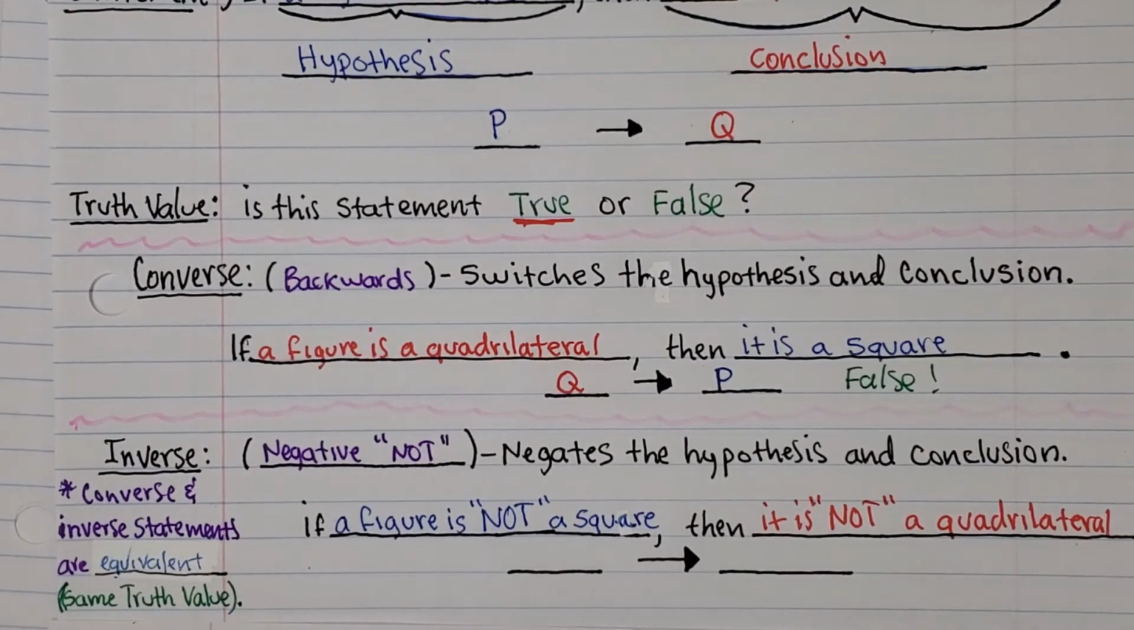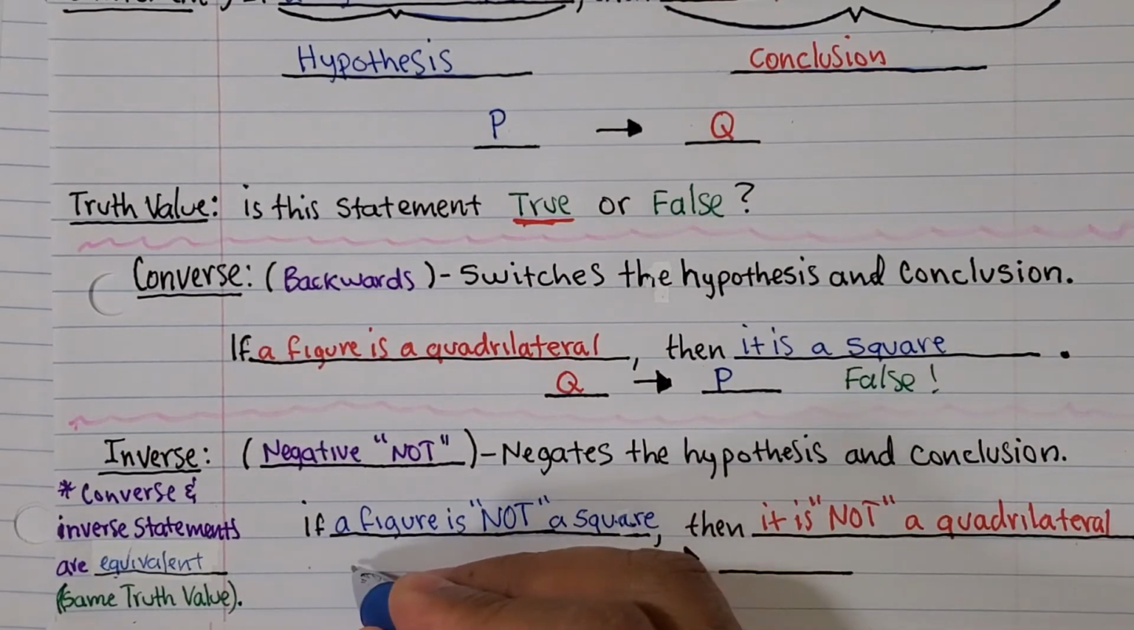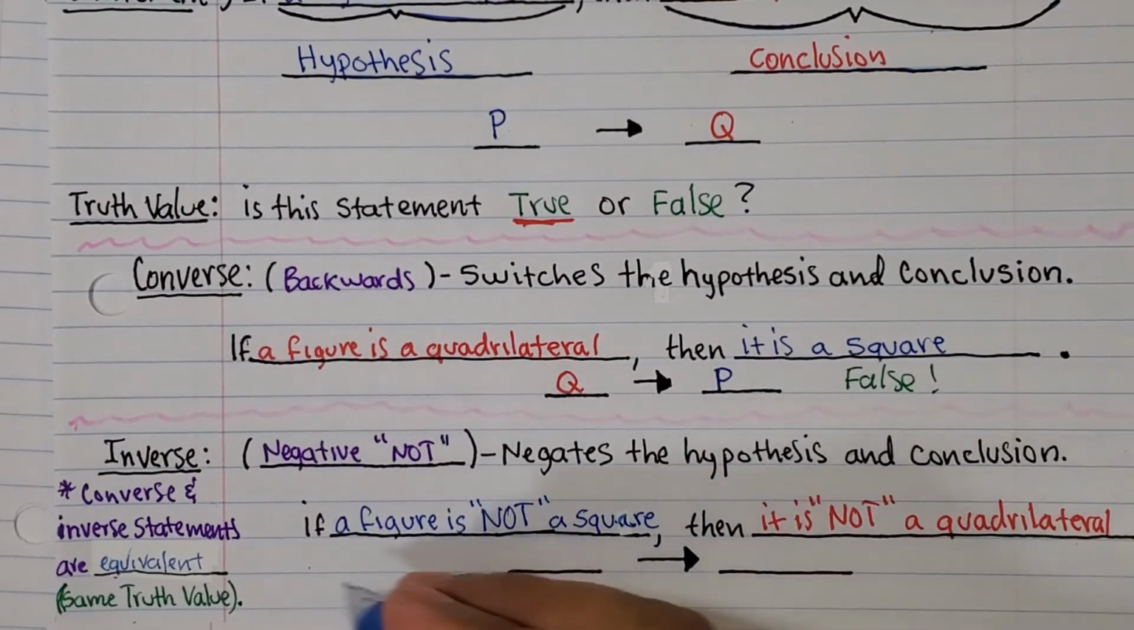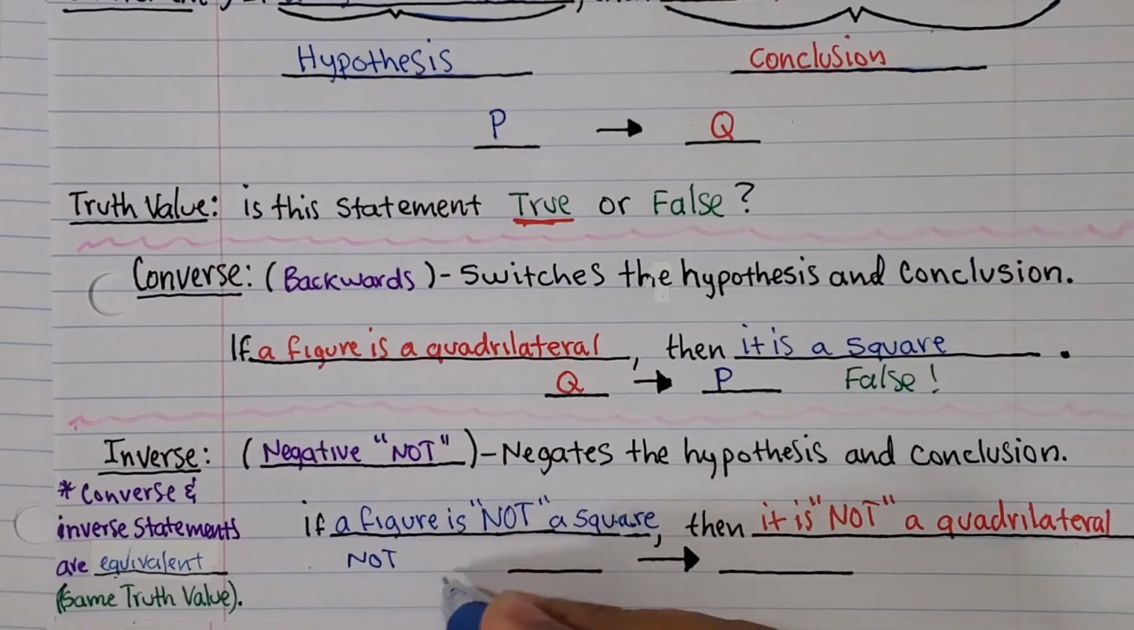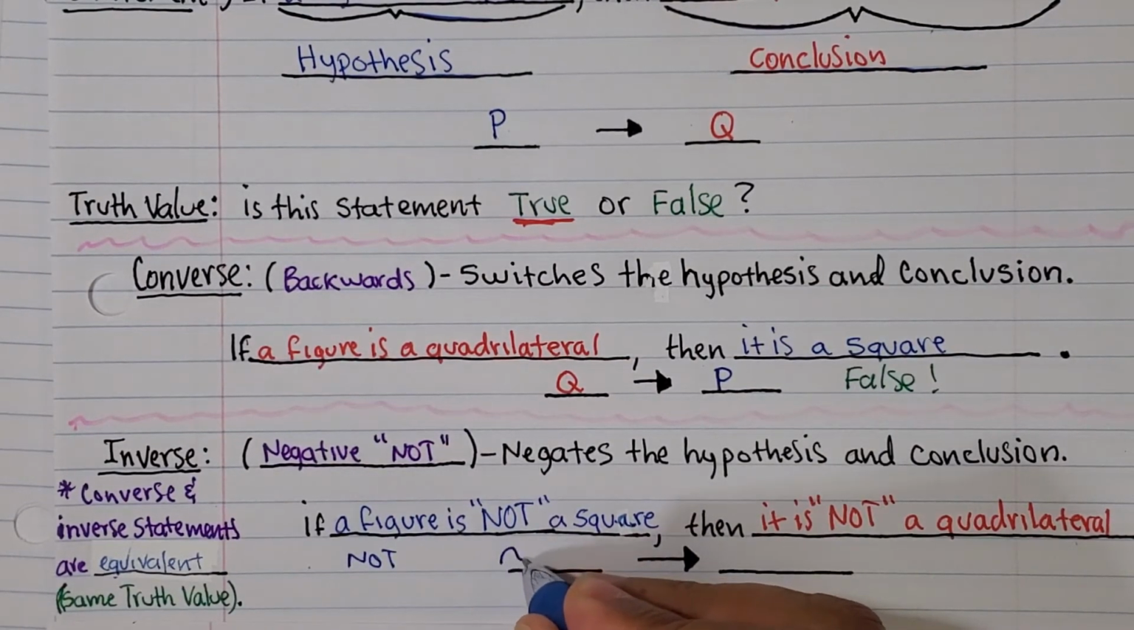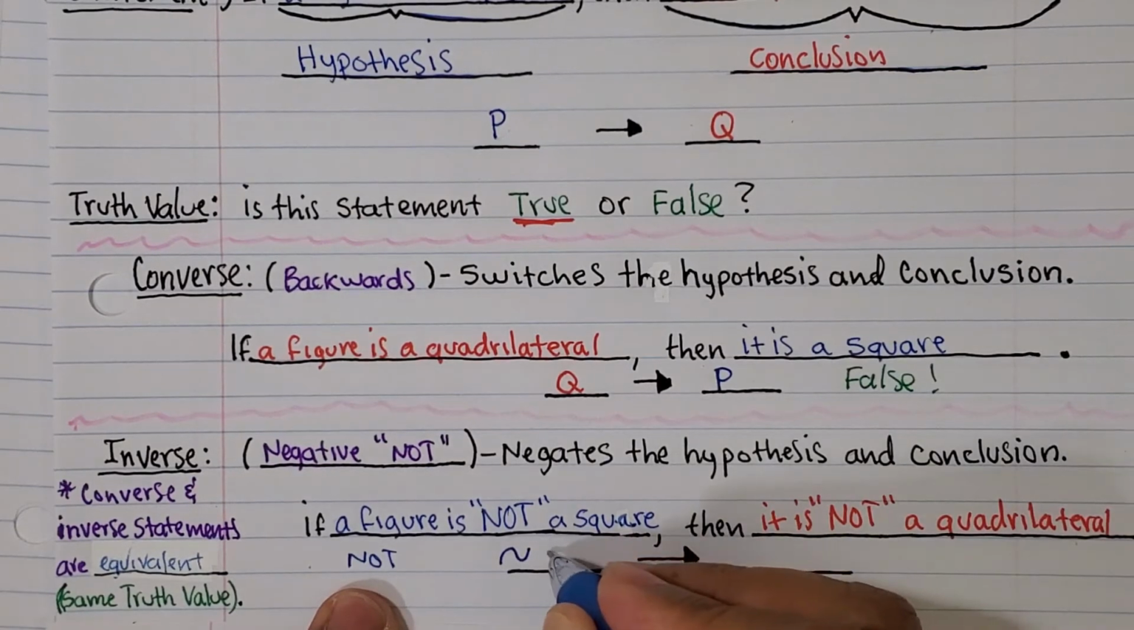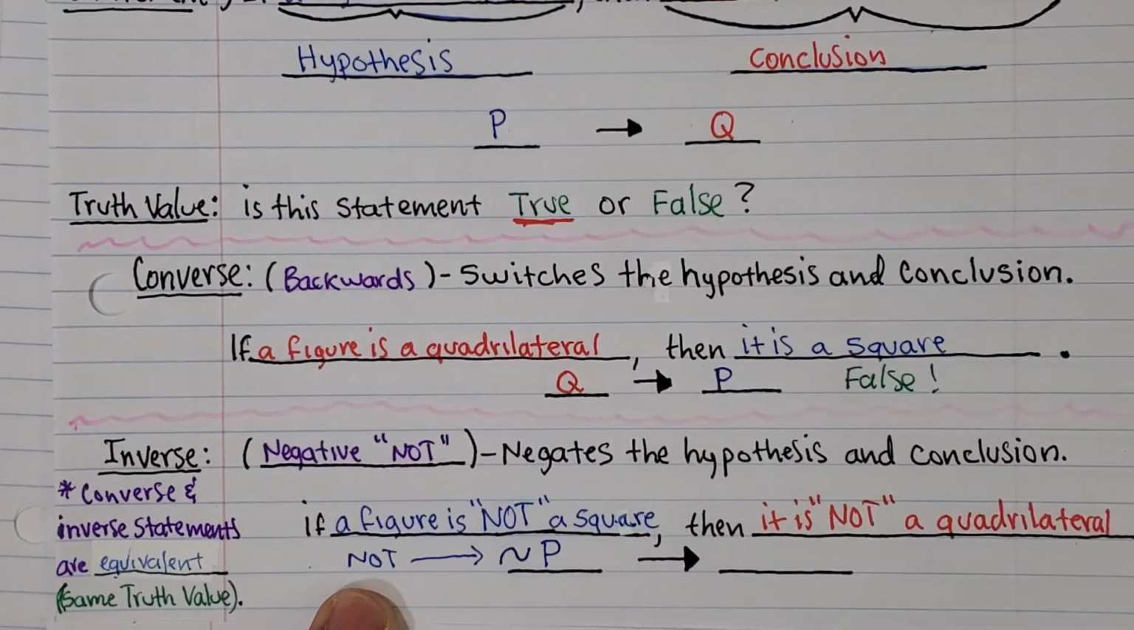All right, but I'm going to introduce another symbol here. This is what it means to add a note. Not is this symbol, the squiggle, just like that. So this is read as not. Not P implies not Q. So if the hypothesis is not true, then the conclusion is not true either. So this is how you apply the inverse to a conditional statement.